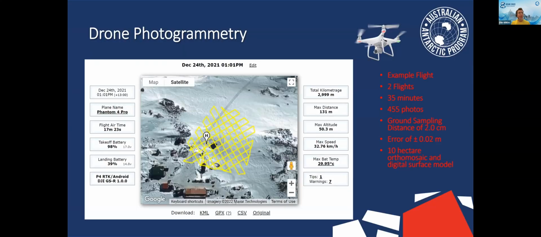And this is what a typical flight program would look like. This is one particular flight at the Cuff, 17 minutes the drone was in the air. Combine that over 2 different areas with a crosshatch survey, and we've got about 35 minutes of flight time, 455 photos, which we can turn into an accurate site model with a ground sampling distance or pixel size of about 2 centimetres. So talking about very high resolution here, and that's over an area of about 10 hectares.